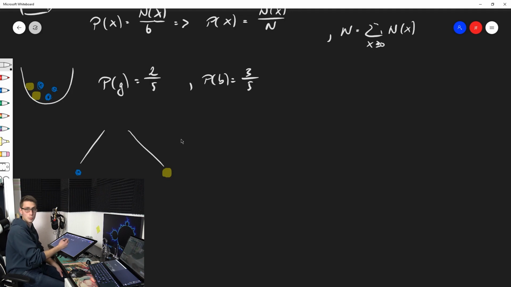I mean, for the blue ones, we know this is going to be 3/5, and you're going to put the probability right next to the branch. And for the green one, it's going to be 2/5.